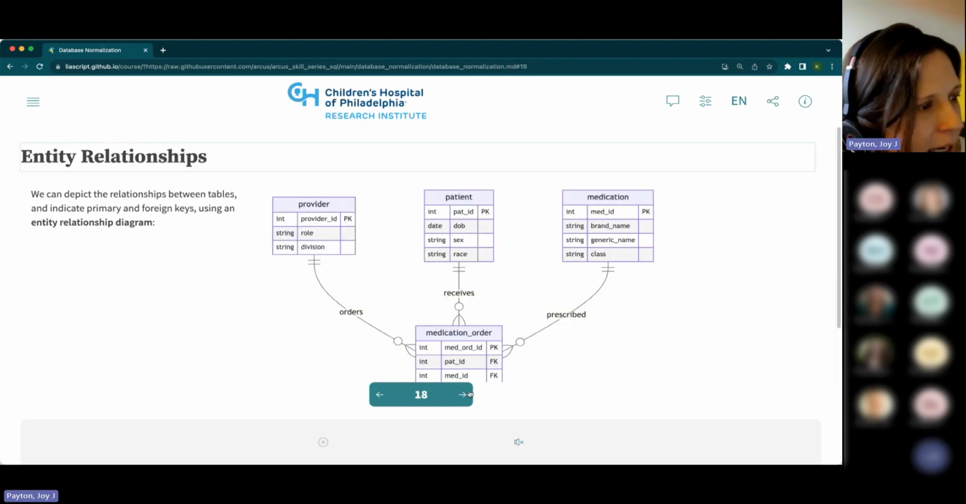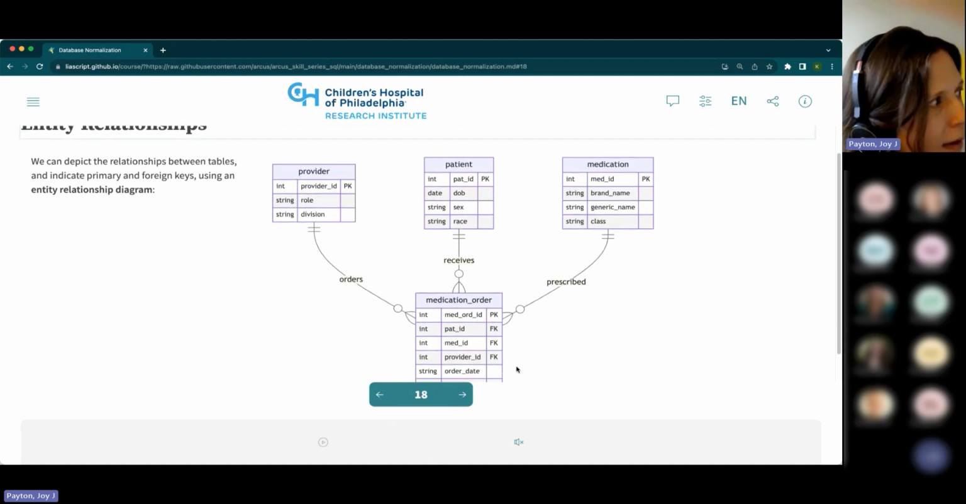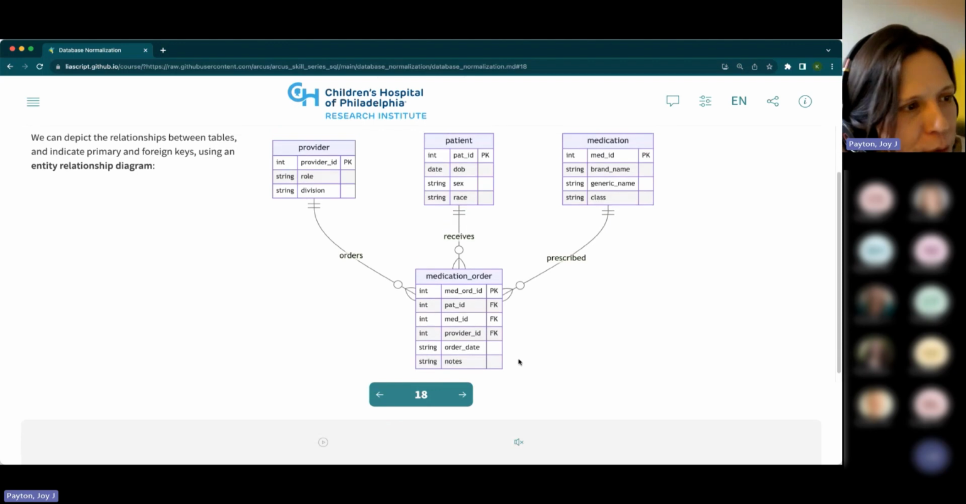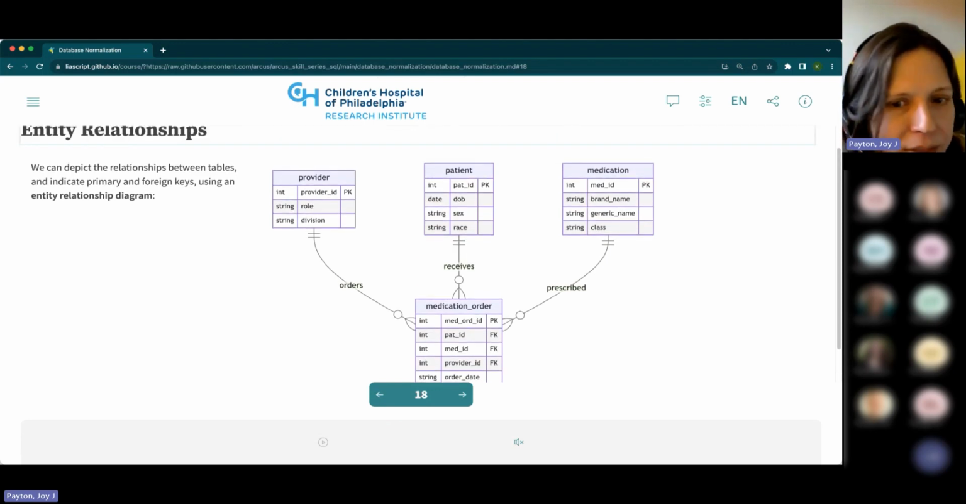Now, this next slide, if this kind of image helps you, fantastic. If this feels confusing, please don't worry about it. This is called an entity relationship diagram. And this shows the relationship between these tables. So at the top, you can see that there's 3 entities that we're talking about: provider, patient, and medication. And you can see that they each have a primary key, a PK. So it looks like the provider ID is the primary key for provider table, and PAT ID is the primary key for patient table, and med ID is the primary key for medication table.